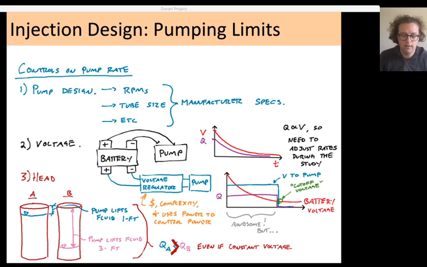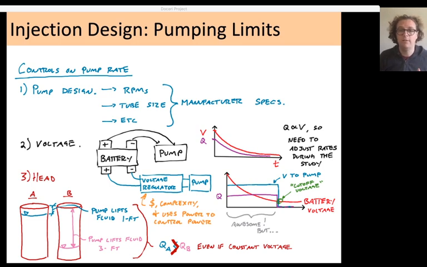All of this to say, it's not quite as easy as grabbing a pump and flipping it on. You've got to think about the power for that battery. You've got to think about if you have enough power to last through the course of the day. Do you want to complicate your life by having a voltage regulator? Are you going to need to compensate for the changing head in your reservoir?